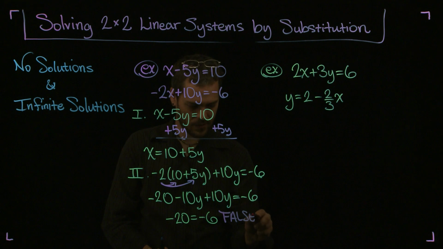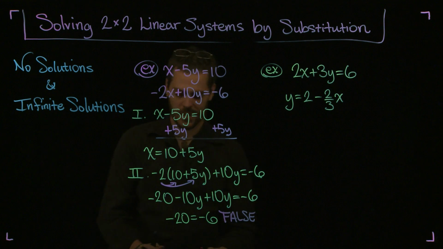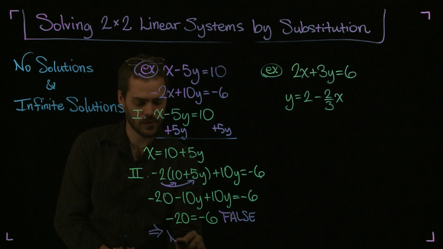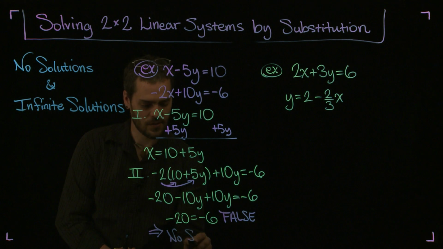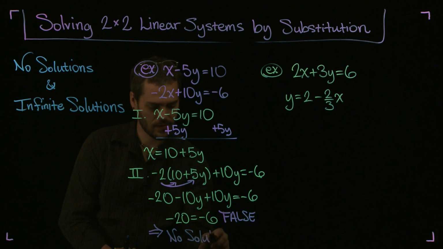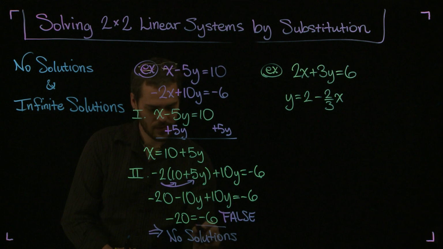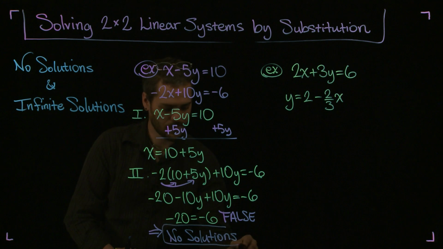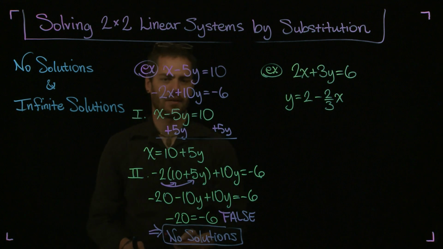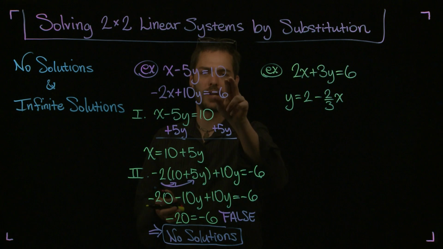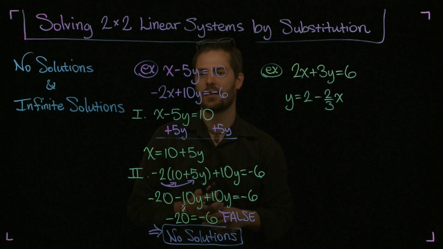And whenever you come across this, what this tells you is that there are no solutions to the system. No solutions. And what that simply means is that there are no values for x and y that satisfy one equation that will satisfy the other equation.